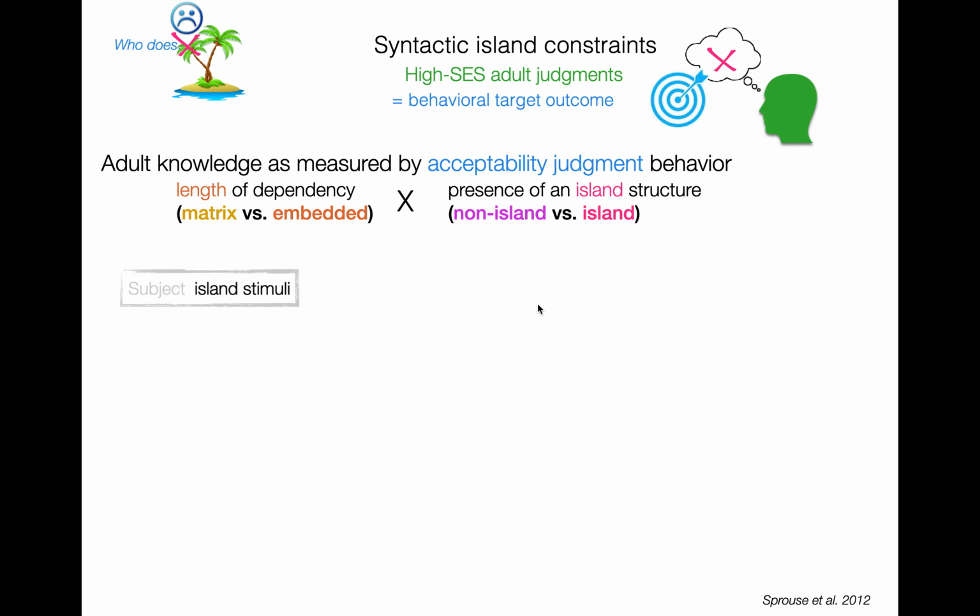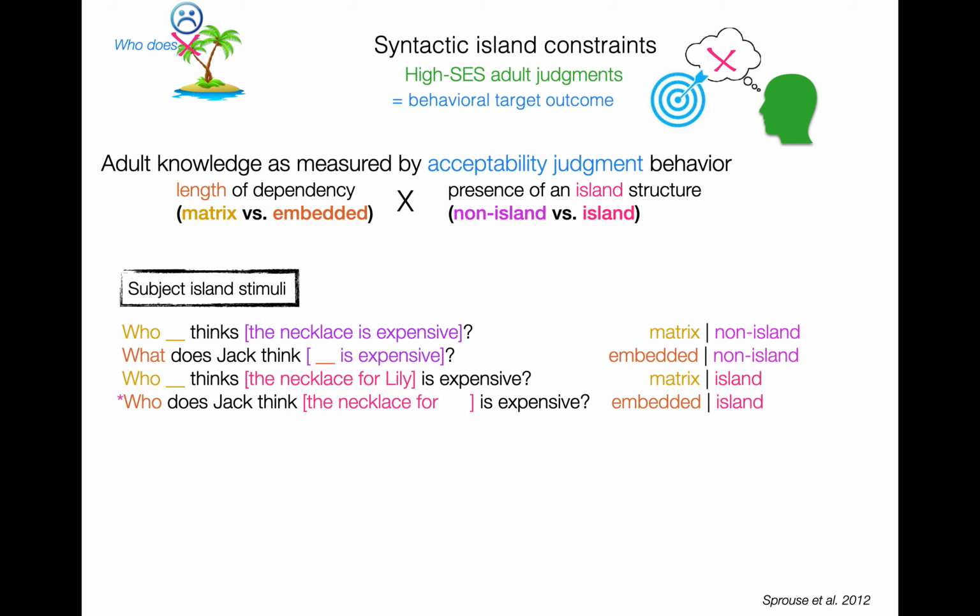So you can do it for subject island stimuli in just the same way. We have our matrix, who thinks the necklace is expensive. You can make it embedded. What does Jack think is expensive? These are fine. You can have a matrix one with that subject island structure in there. Who thinks the necklace for Lily is expensive? And you can have an embedded dependency of that kind. Who does Jack think the necklace for is expensive?